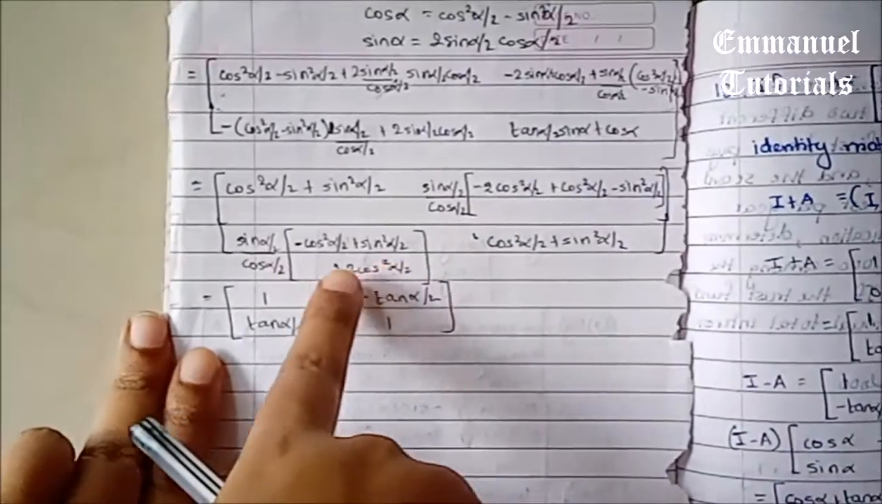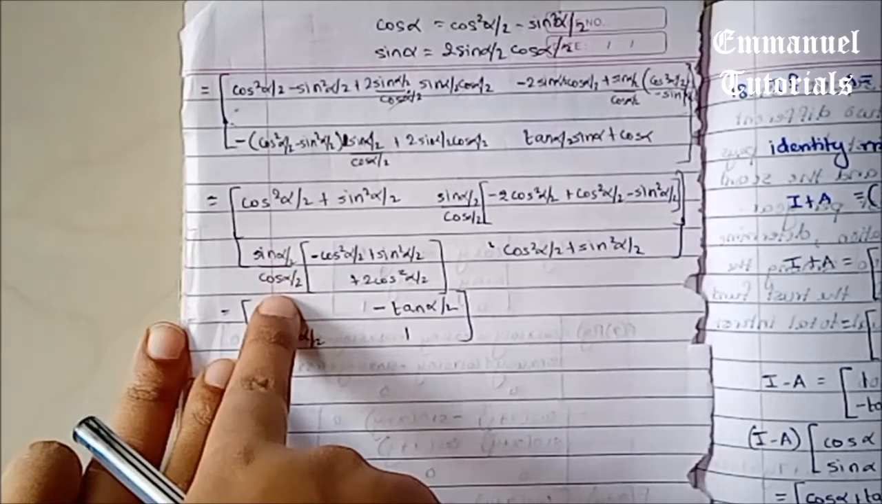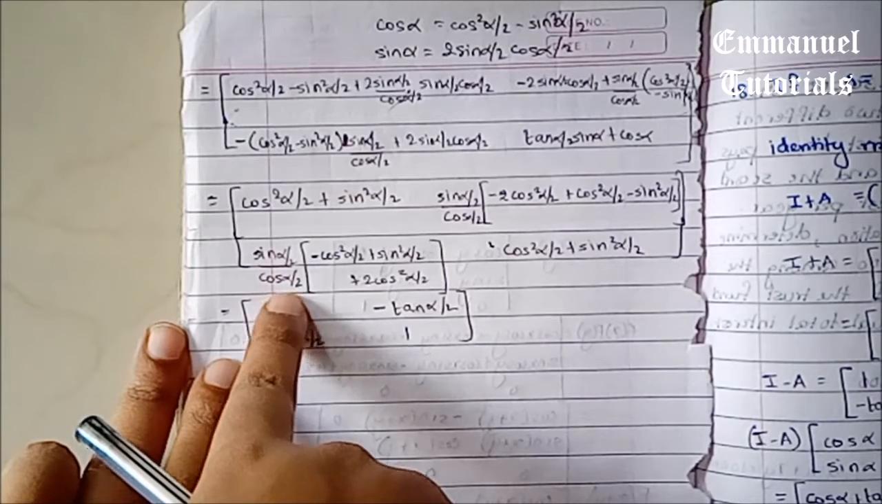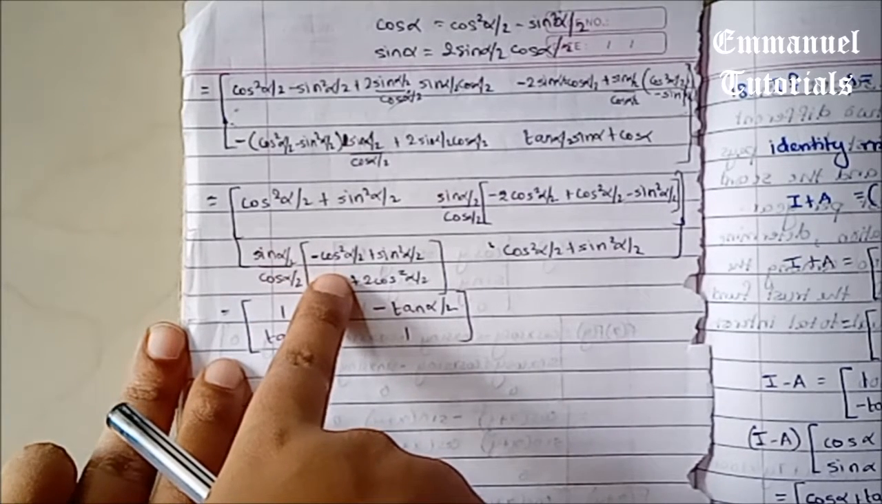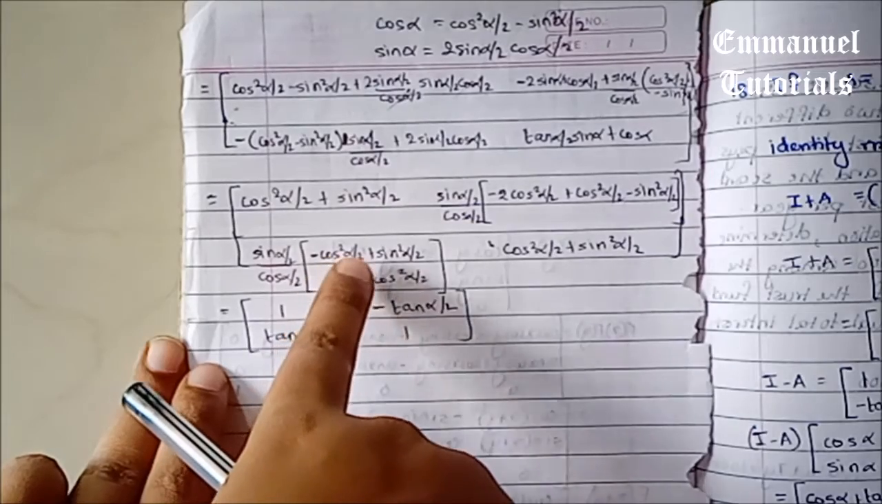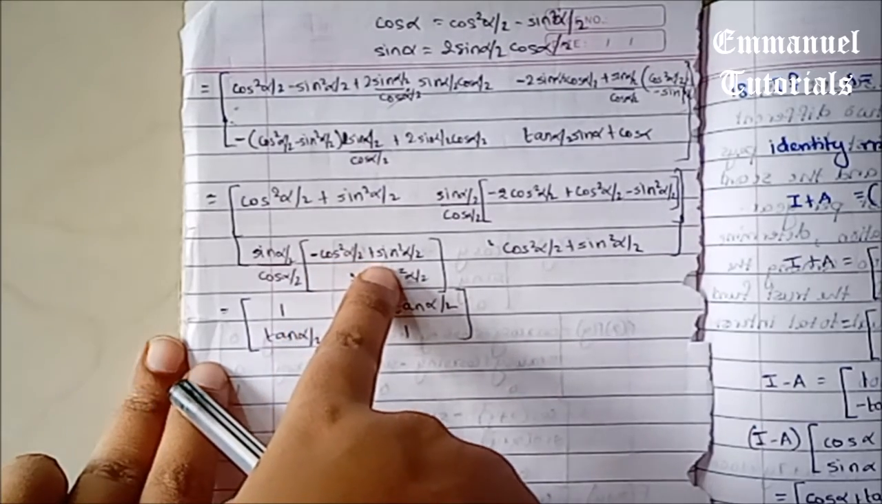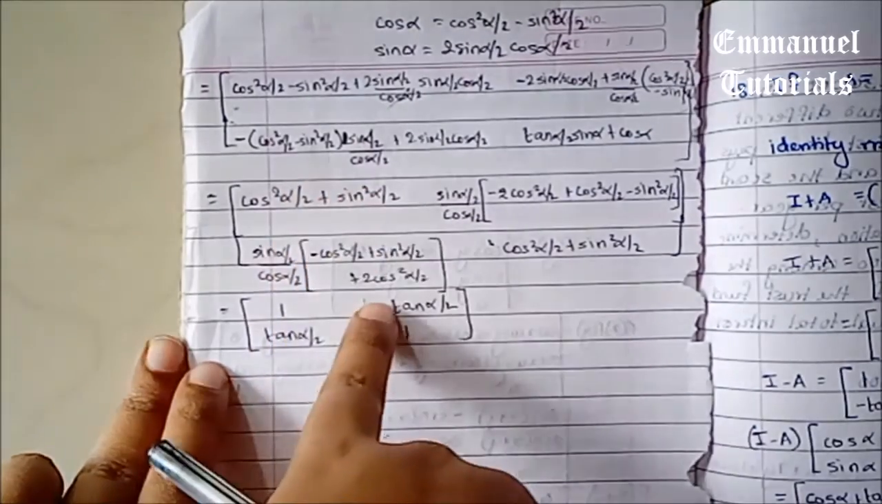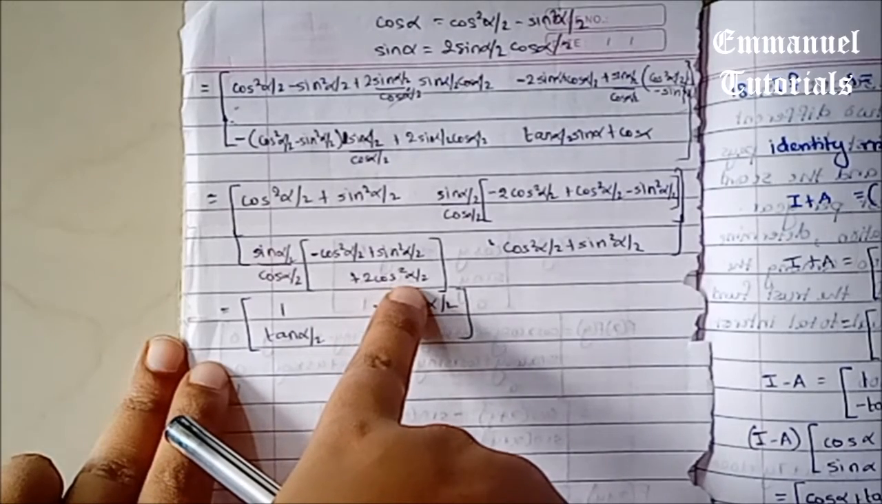Then the third term will be the same thing again, sine alpha by 2 upon cos alpha by 2, and what will remain inside the bracket is minus cos square alpha by 2 plus sine square alpha by 2, and plus 2 cos square alpha by 2.